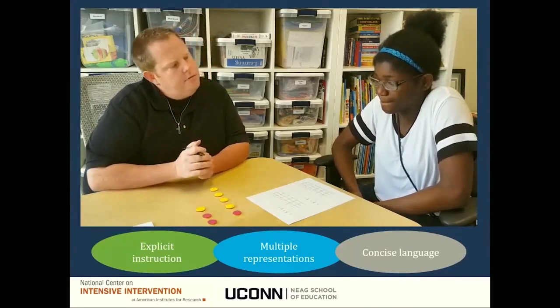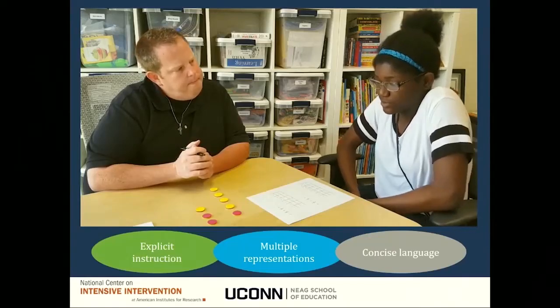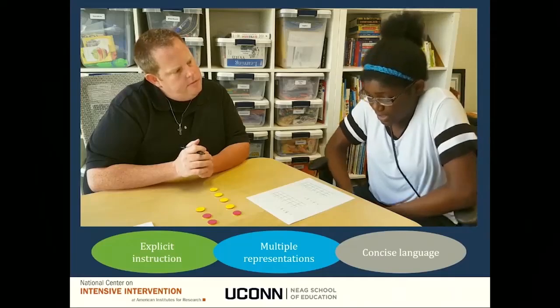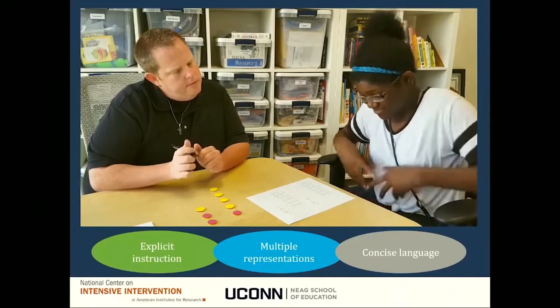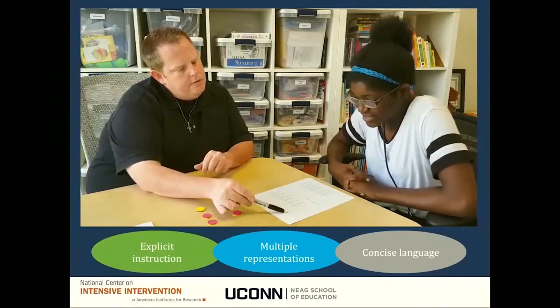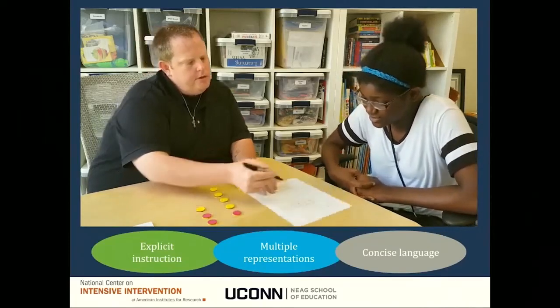And what's the next thing we do? We find the multiples of the denominator. All right, how do we do that? So what's the denominator of the first fraction? 3. All right, so let's write it on your chart. 3.